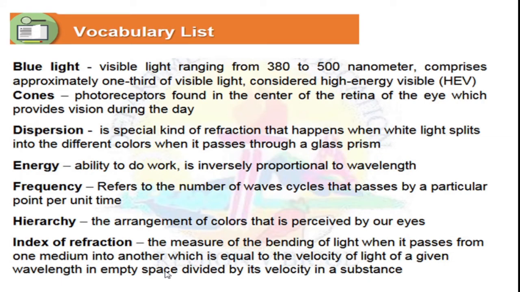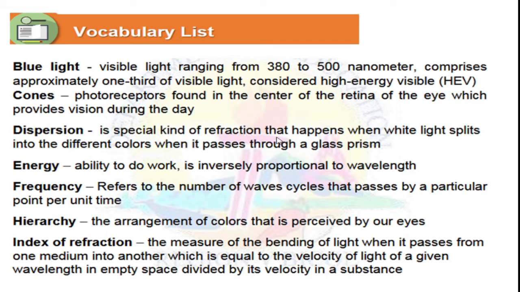Okay. Vocabulary list. So blue light. Visible light ranging from 380 to 500 nanometers comprises approximately one-third of visible light. Considered high energy visible or HEV. Yan po yung blue light. And cones. Photoreceptors found in the center of the retina of the eye which provide vision during the day. Yan, nasa mata po natin yan. Nasa retina, center ng ating retina.